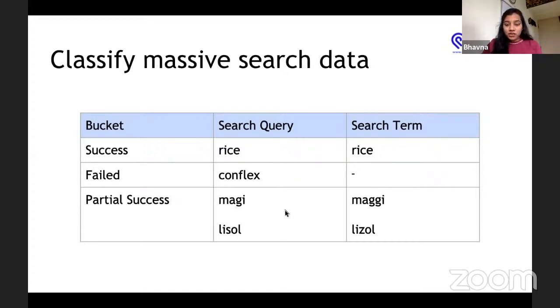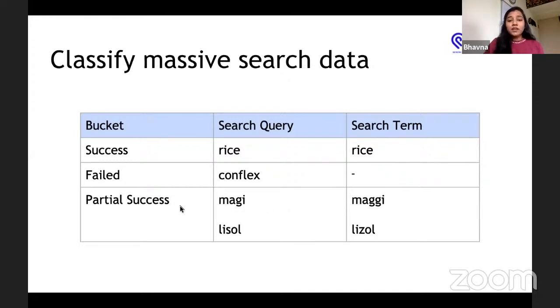Now we'll come to the third category, where let's say I type Maggie. Okay. Now the system could correct it to the correct spelling of Maggi. And similarly, Lysol. There's a wrong spelling, but the system could correct it to the right spelling of Lysol. So this is what we will classify as partial success, where we did show results. The system could correct whatever the user typed to some relevant spelling. So that is what we will call partial success.